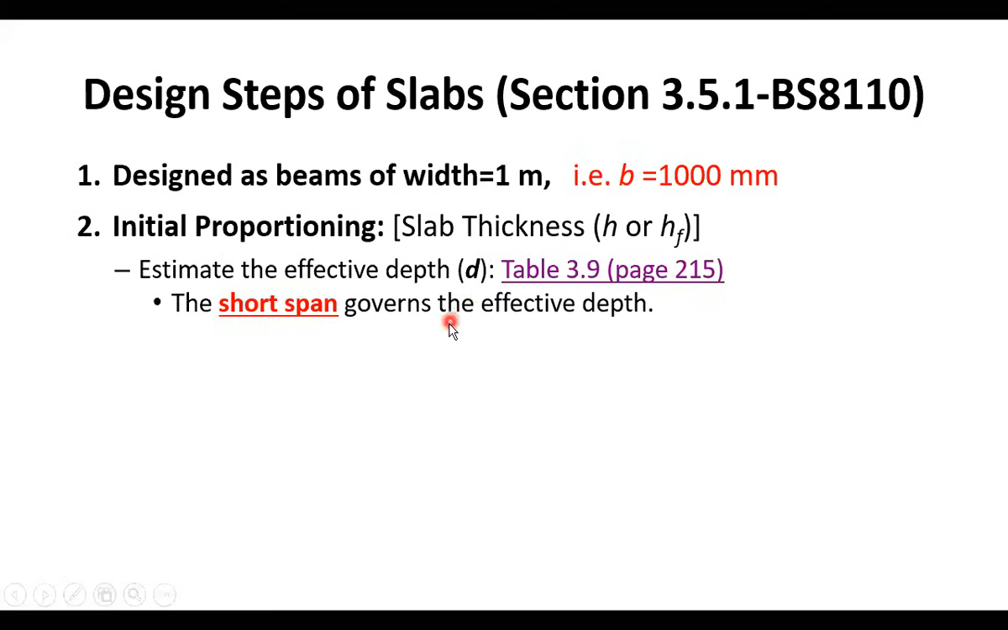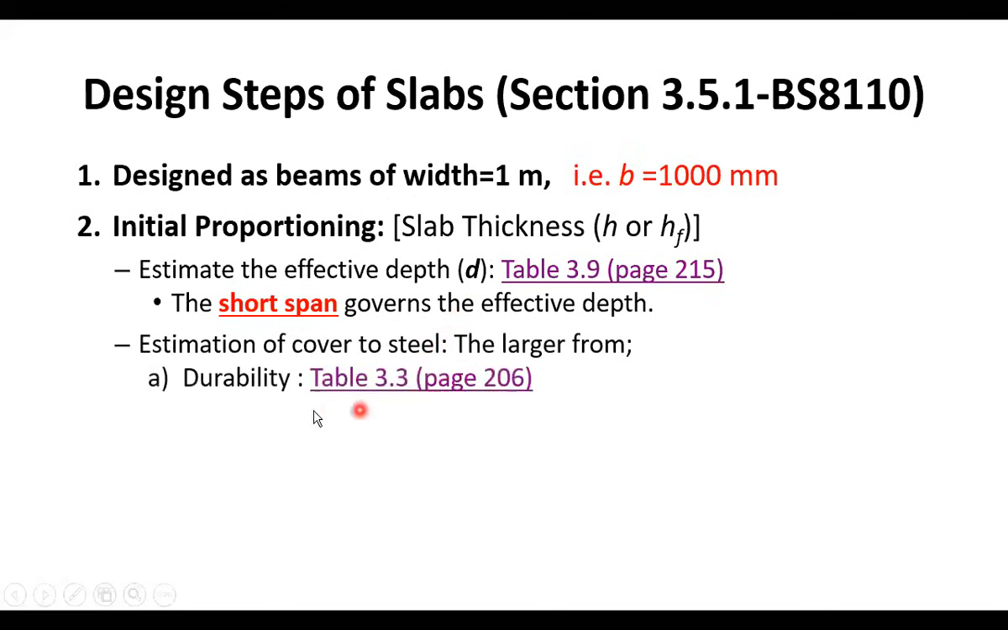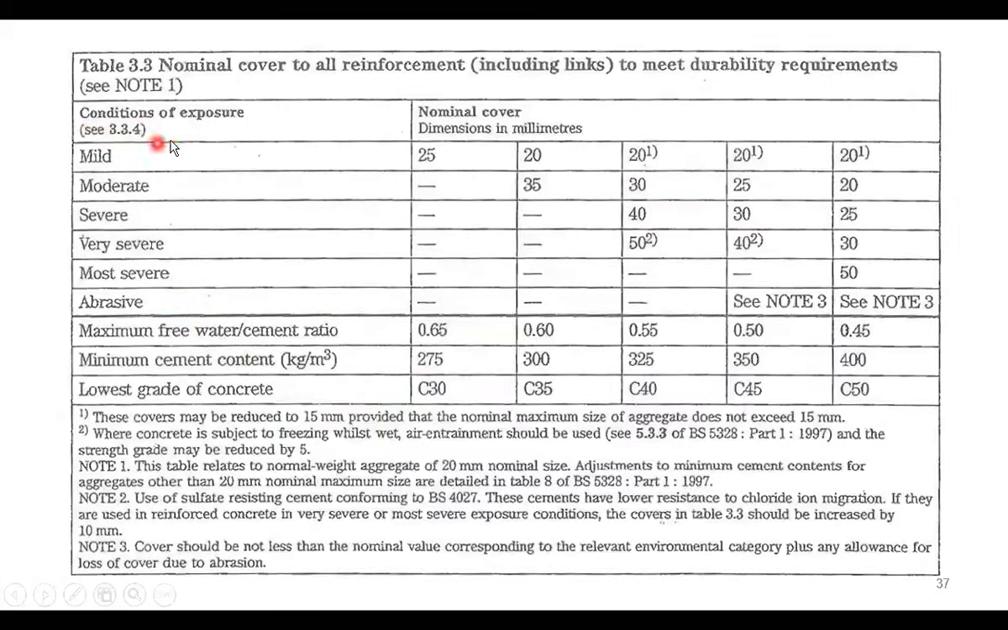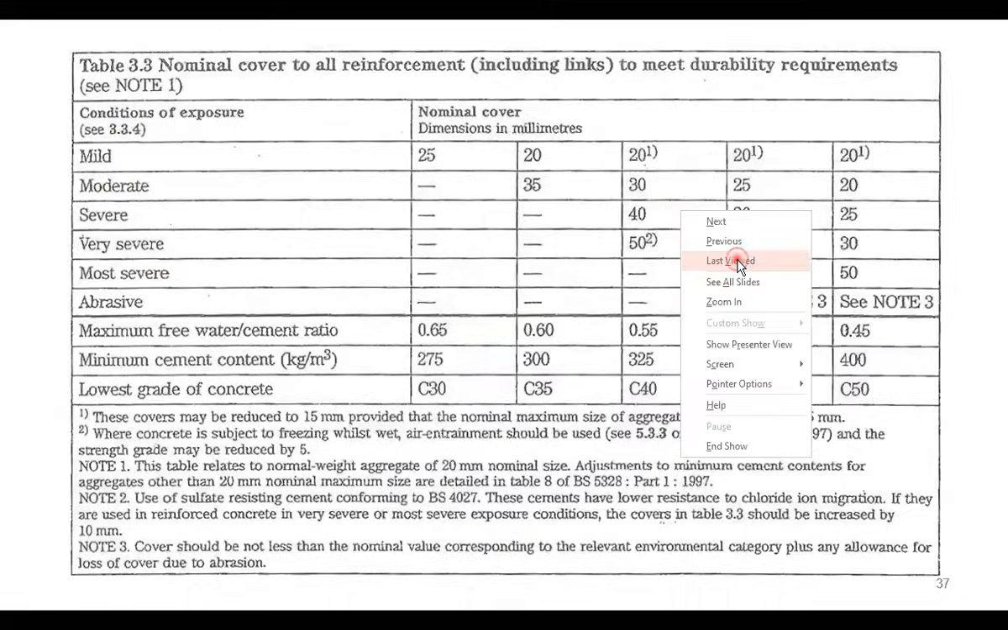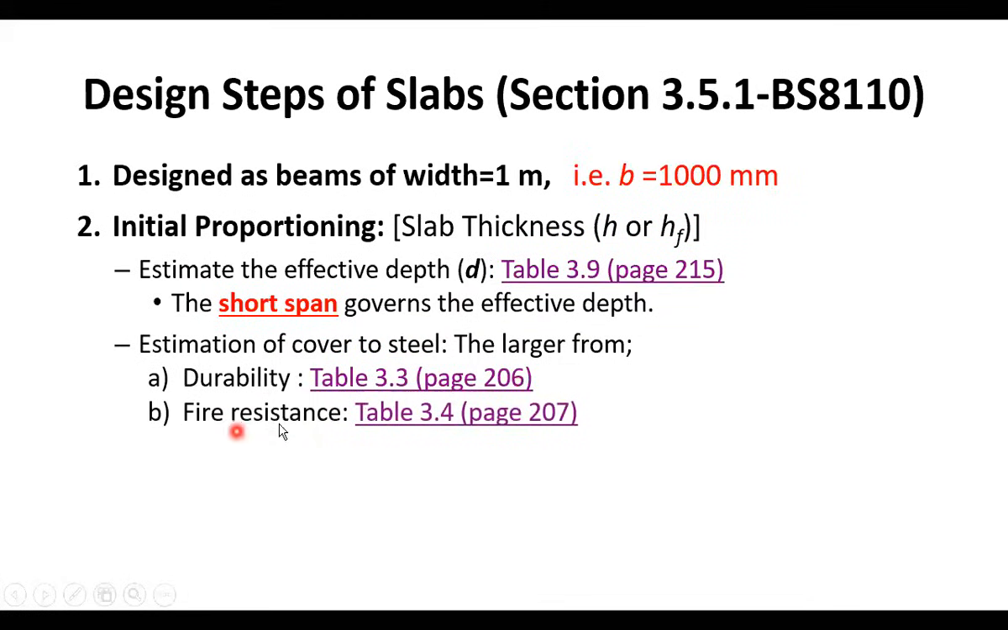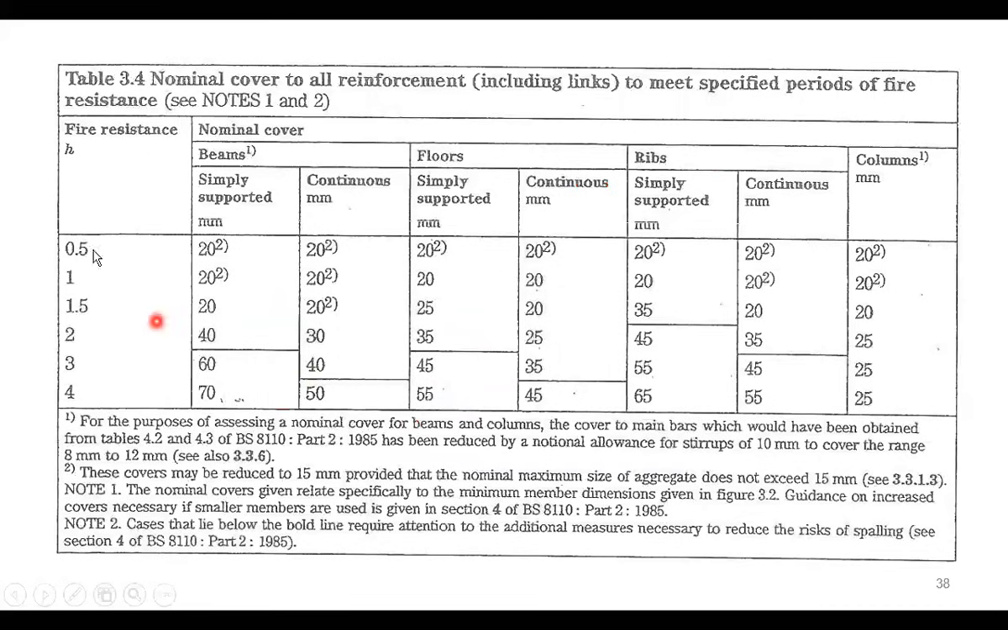Then you need to get the cover. Okay, what is the cover here? The cover is the larger of two values. Durability, table 3.3. It depends on the condition of exposure: mild, moderate, severe exposure. And based on this, you will be able to get your cover. And again, the second one is about the fire resistance from table 3.4, based on how many hours you want your structure to resist the fire. This depends on the fire resistance per hour, and also on the type of the structural element you are designing.